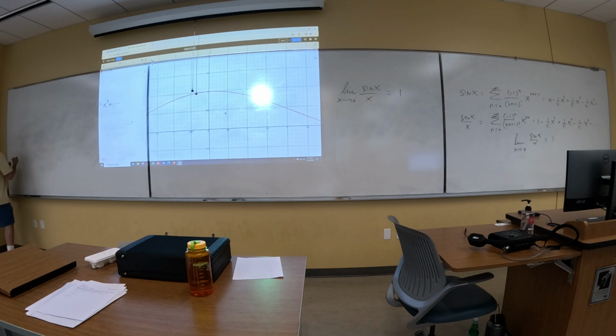What if I wanted to do the limit as x goes to 0 of sine of kx over x? k could be any real number. k is not 0, though. That would be boring. Well, I absolutely can use L'Hopital's rule.